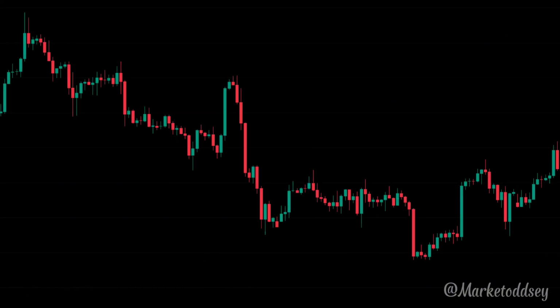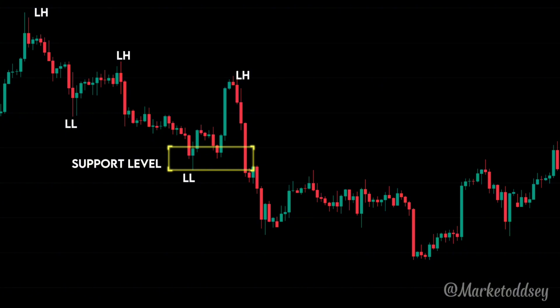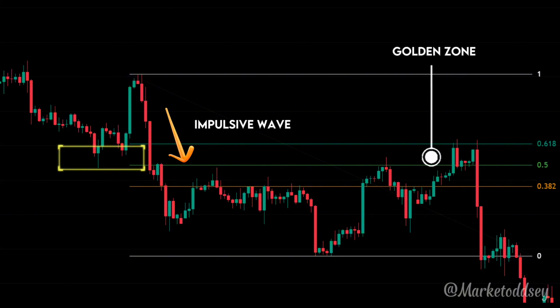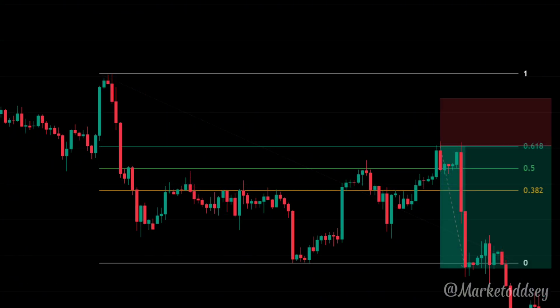Sell trade example. Identify a downtrend. Prices are making lower highs and lower lows. Spot a support level. Mark where prices previously reversed upward, a swing low. Watch for a breakdown. When prices crash below support, it becomes new resistance. Draw Fibonacci. Apply the tool to the downward impulsive wave. Wait for confluence. If the golden zone overlaps with new resistance, expect sellers to dominate. Prices often reject this zone, creating an opportunity to sell with a stop loss above resistance.